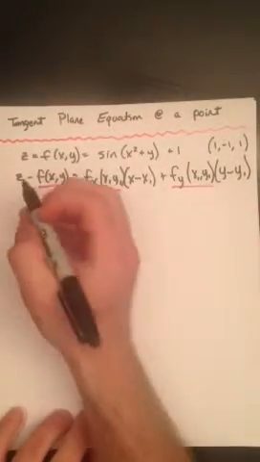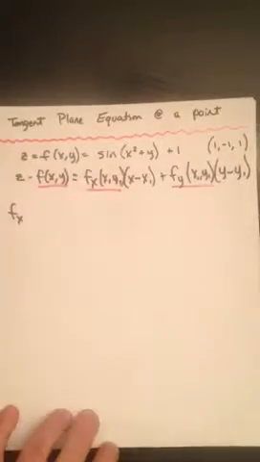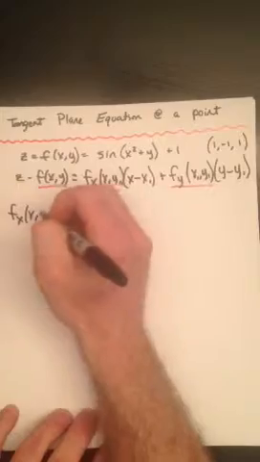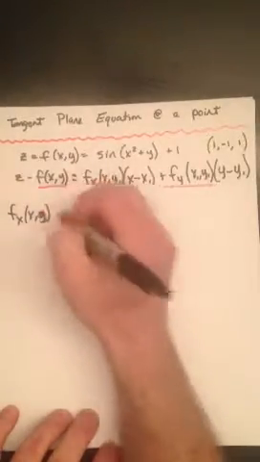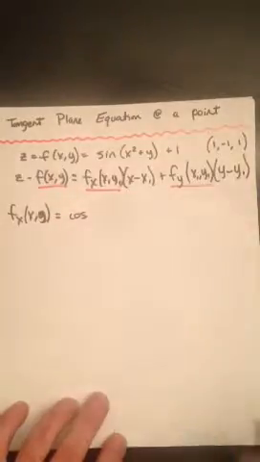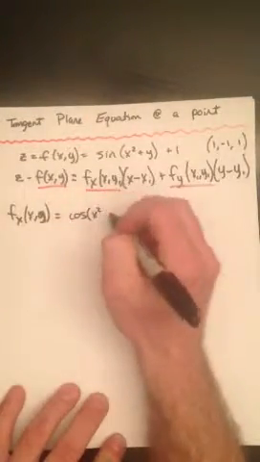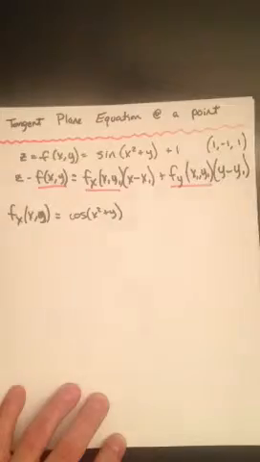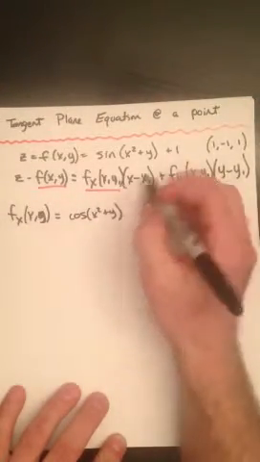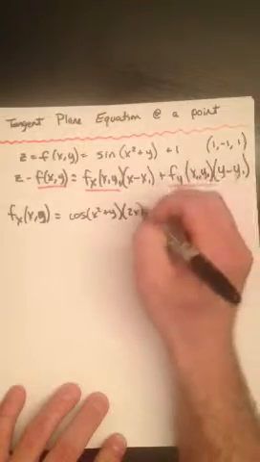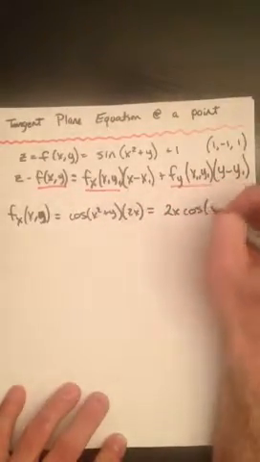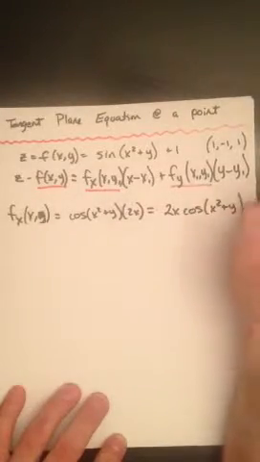Okay, let's start with the partial of x. Let's go with in terms of x and y, first off. We're going to have to do a little chain rule here. We're going to end up with the cosine of x squared plus y, and then we're going to have to take the derivative of the inside with respect to only x, multiplied times 2x. Clean this up a little bit: 2x cosine of x squared plus y.